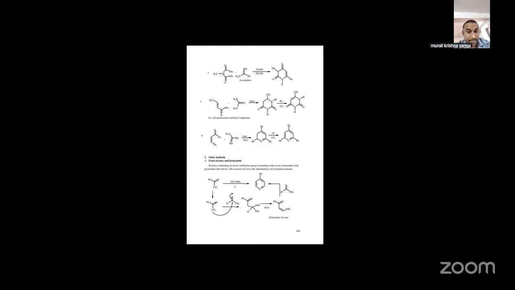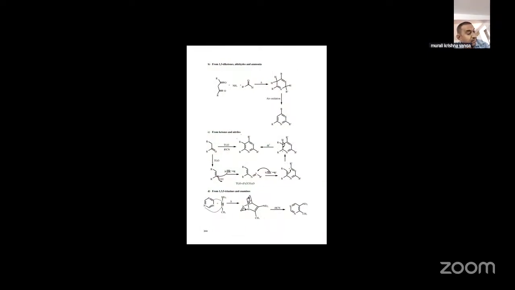Another method is from ketone and formamide. When phenyl methyl ketone reacts with formamide, it gives beta-enamino ketones. This beta-enamino ketone reacting with formamide gives pyrimidine as a product. From 1,3-diketones, aldehydes and amines: 1,3-diketone, two moles of amines, ammonia and aldehyde give pyrimidines.